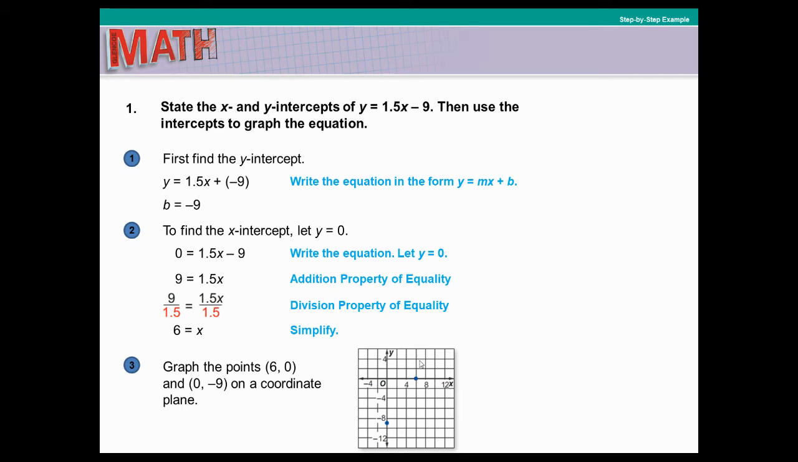And again, if I want to get the line, I draw a line through it. That would be your line. That's the exact same line as if you went up here and said, okay, I'm going to go ahead and put -9 there. And then I'm going to go up, rise 1.5 over 1, 1.5 over 1, 1.5 over 1. And you'd end up with a little line going through there as well.